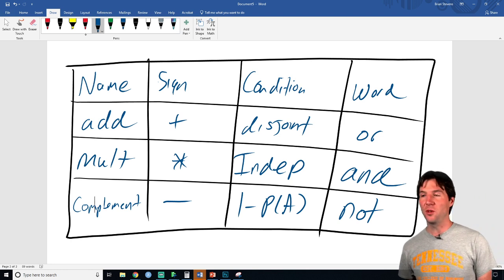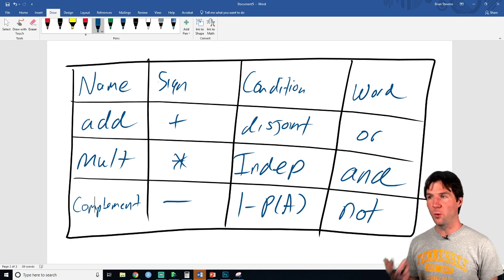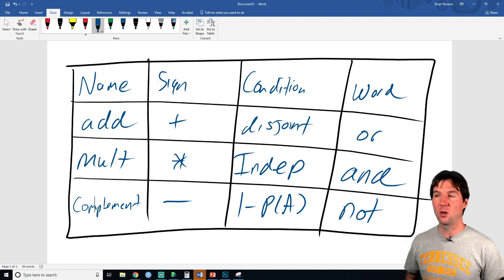But the name is the addition rule, the multiplication rule, or the complement. Those are all rules of probability. So that's just a quick review right there.